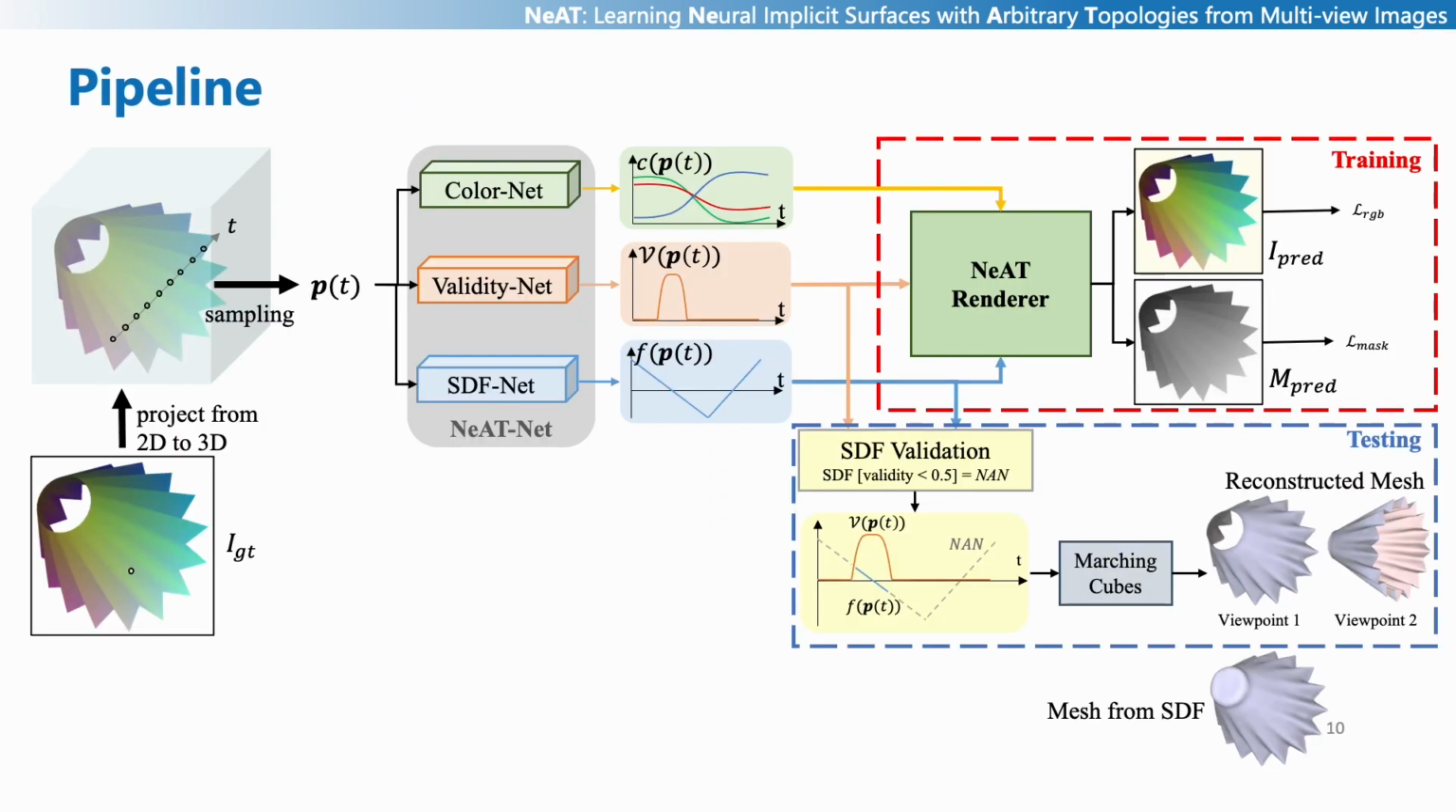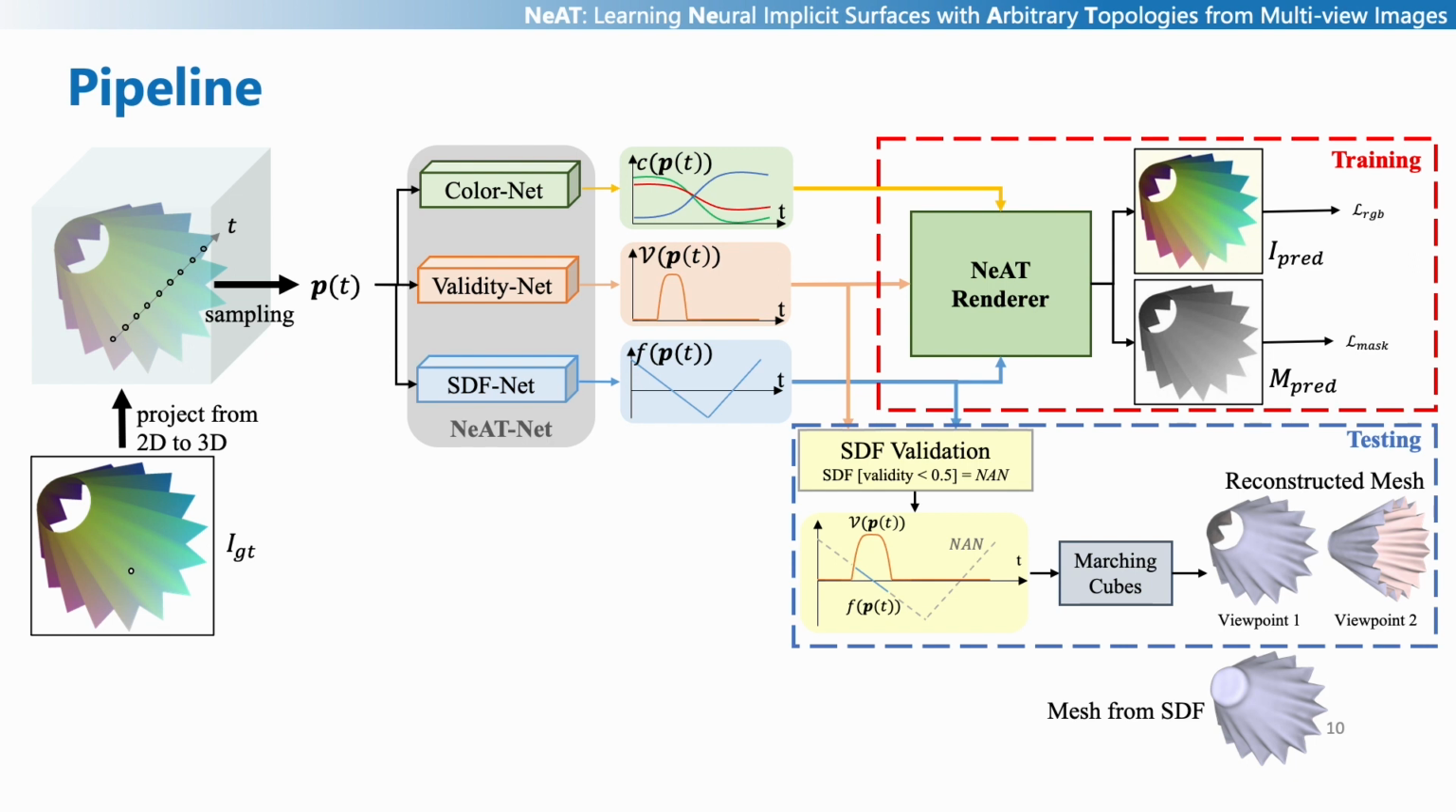We develop a neural volume rendering method to support learning neural implicit surfaces from the images. Given a sampled pixel on the input image, we project it to the 3D space to generate the sampled 3D points. Then we predict the signed distance, the validity probability, and the RGB value of the sampled points. In the training stage, the predictions are delivered to the NeAT renderer to render images and masks, which are used for loss calculation. In the testing stage, we set SDF of the low validity points to none and extract open surfaces with the marching cubes algorithm.